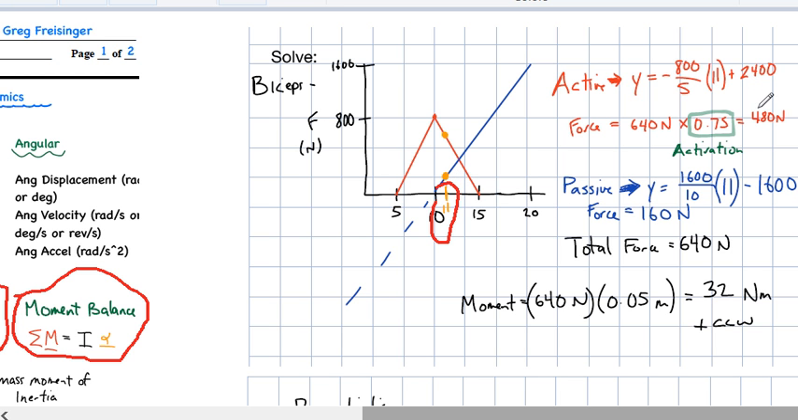The active component is 480 newtons, and the passive component is 160 newtons for that length. So the total force is known, 640 newtons. Since the moment arm is known, 0.05 meters, we can calculate 32 newton meters counterclockwise for that muscle.